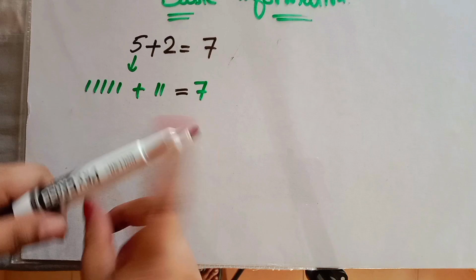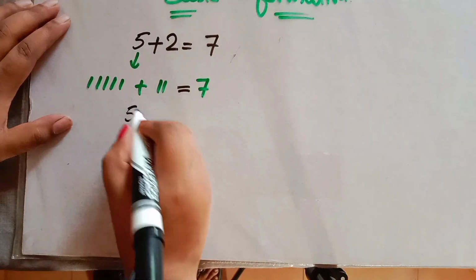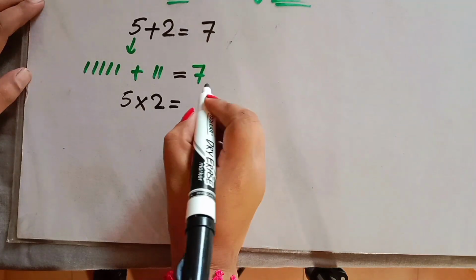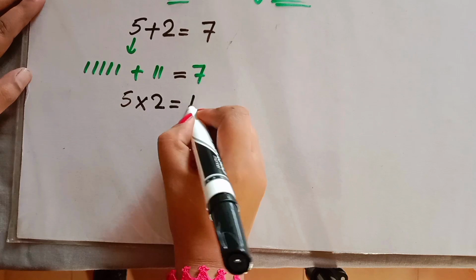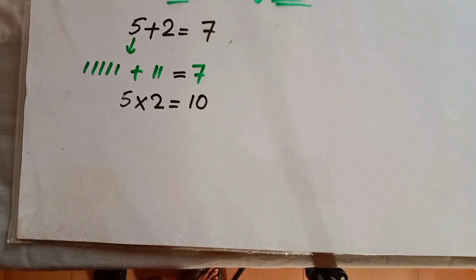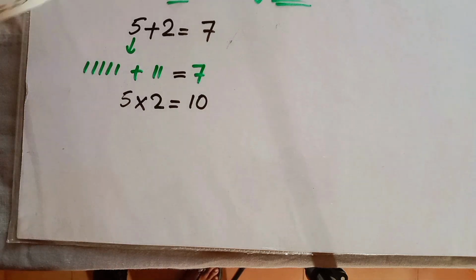If we multiply two numbers, 5 multiplied by 2, then we obtain 10. 5 multiplied by 2 is equal to 10.